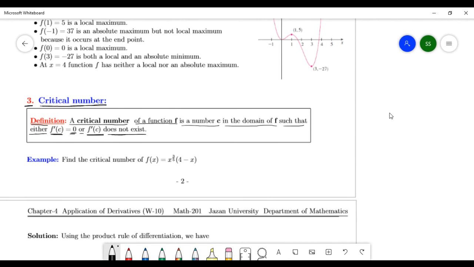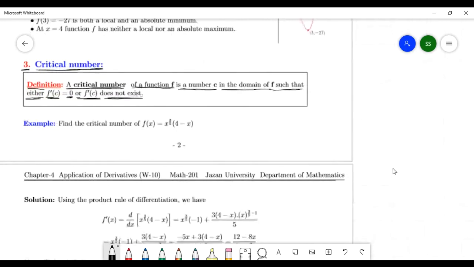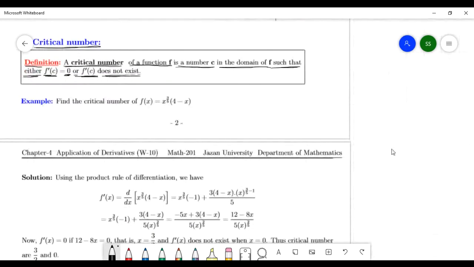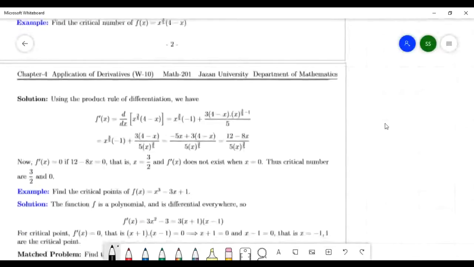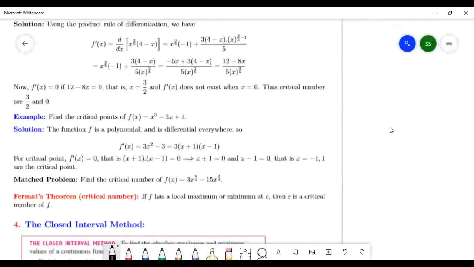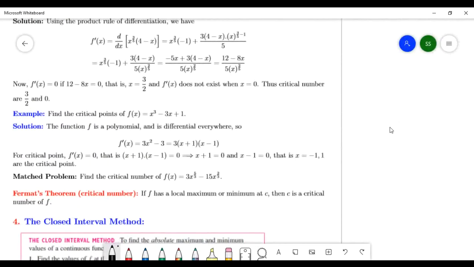A critical number of a function f is a number c in the domain of f such that either f dash c equal to 0 or f dash c does not exist. Okay. So see this definition, critical number. Now see how to find the critical number. Let me start from this example.